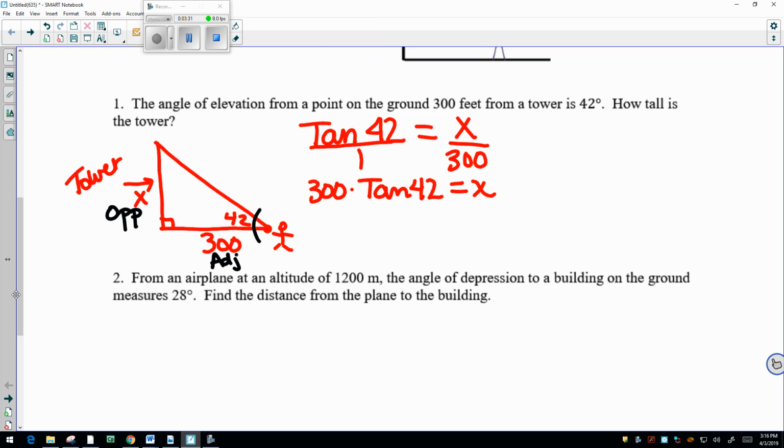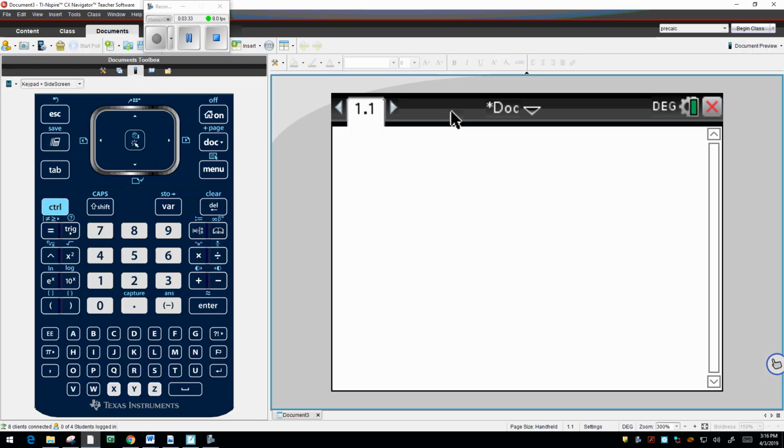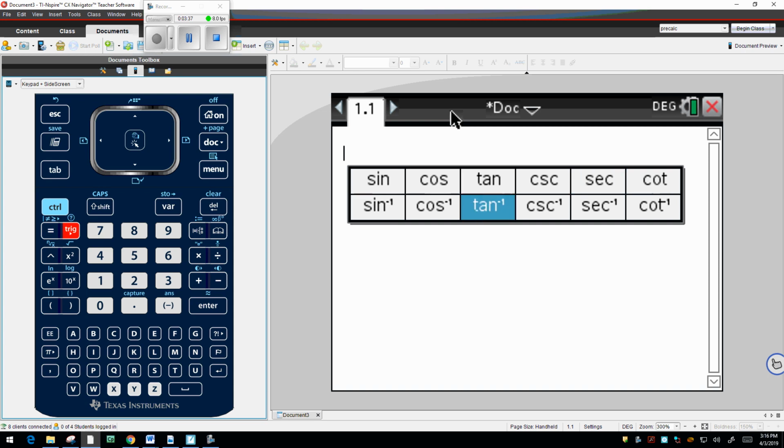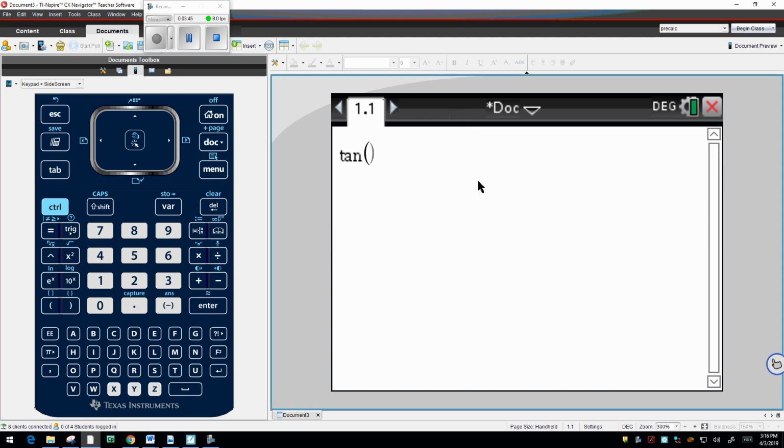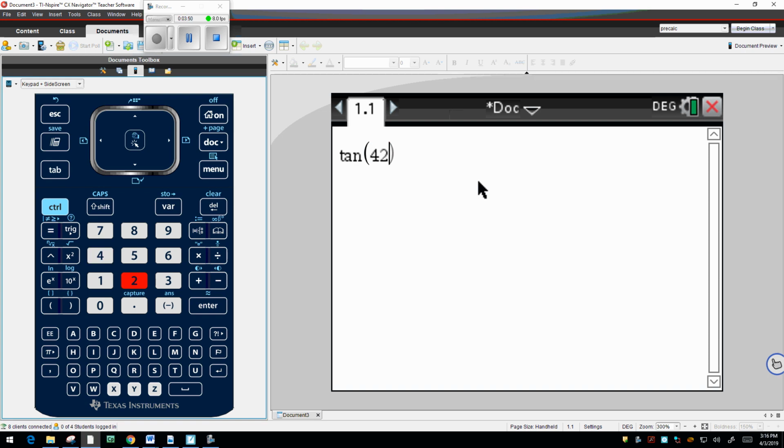So to get our x value, you just need to enter this into your calculator. Your trig buttons are right next to the number 7. If you press trig, you get your whole list. And notice there's a couple to choose from. We want regular tangent. See how we have a tangent -1? I want regular tangent. And I'm going to type in 42, and I am going to exit out of the parentheses and type times 300, enter, and that's going to give you our answer.